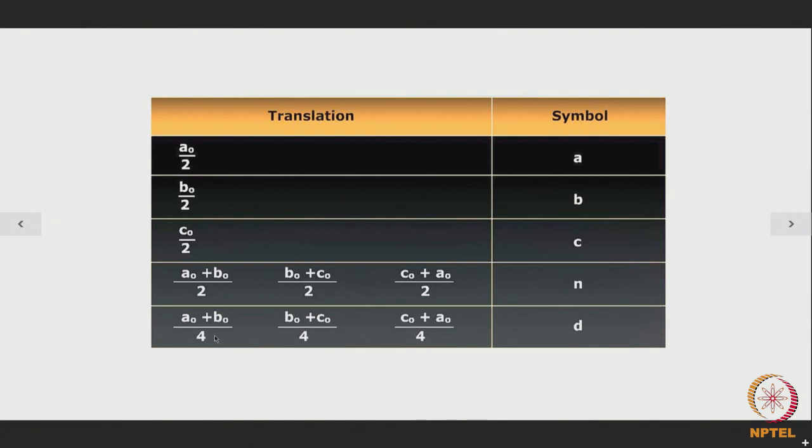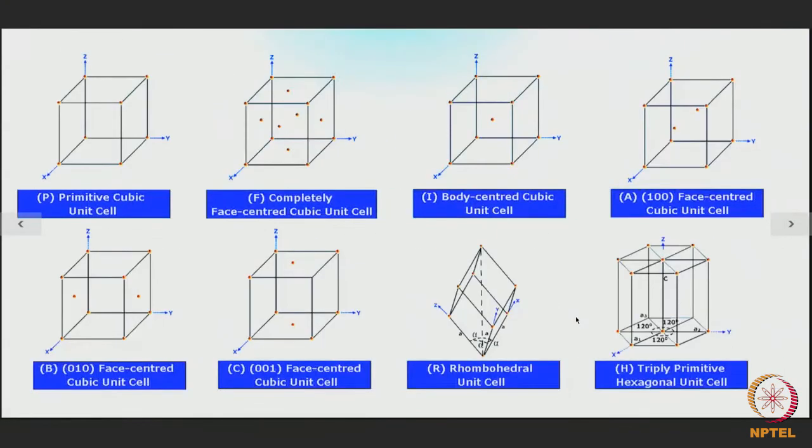And if it is 1/4 of a0 plus b0, or b0 plus c0, or c0 plus a0, this amount of translation, then those glide planes will be known as d's. So, these are the notations for the different types of glide planes where the translations differ from one another.